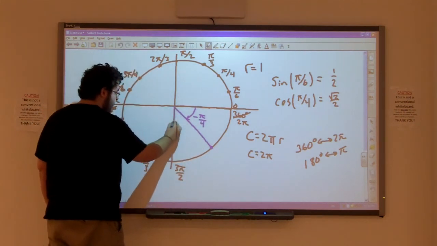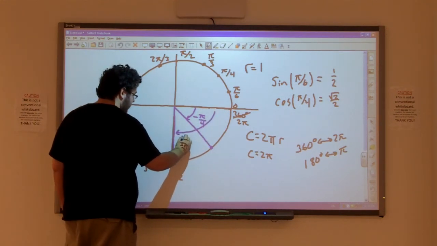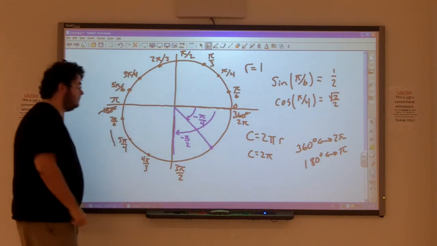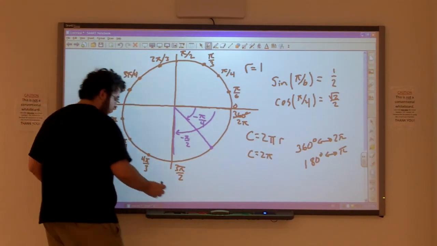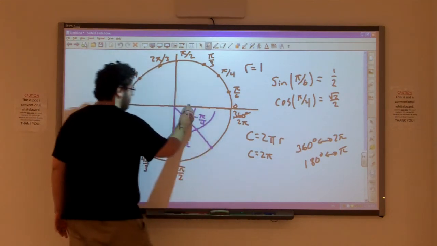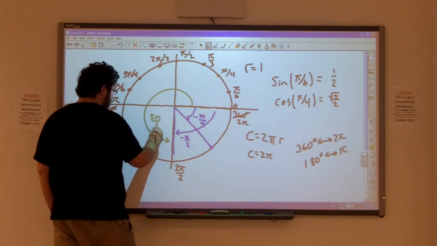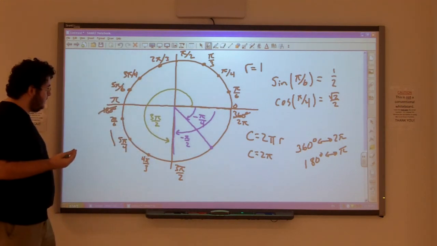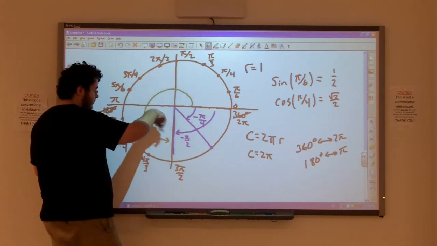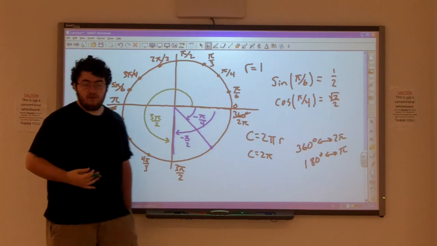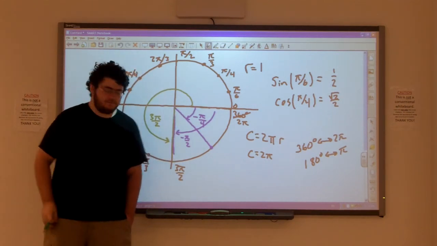Similarly, this would be negative pi over 2. Well, you might say, negative pi over 2 and, for instance, 3 pi over 2 are the same angle. Well, to differentiate between the two, we still call this negative pi over 2 and this 3 pi over 2. But we call them coterminal angles. They terminate on the same spot, on the same line.